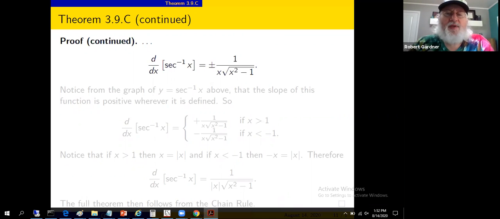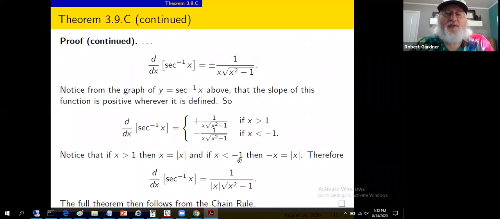Now, what's up with the secant inverse function? Notice from the graph of y equals secant inverse above that the slope of this function is positive wherever it's defined. Let's take a look at the secant inverse. So they're claiming the slope is positive. They're claiming the derivative is positive for secant inverse.